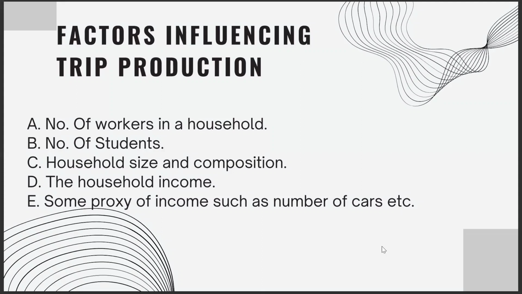Next. So, factors influencing trip production. With factors influencing trip production, we can know the trips that end at home base, and here we learn how many there are. For example, A, number of workers in a household. B is number of students. C is house size and position. D, household income. And E is some proxy of income such as number of cars, etc.